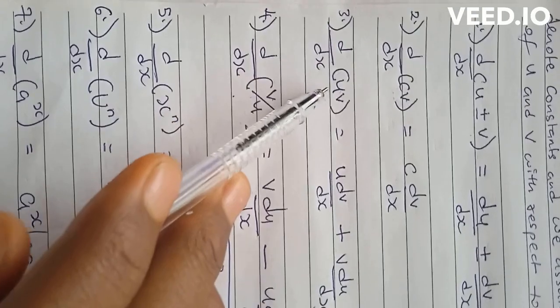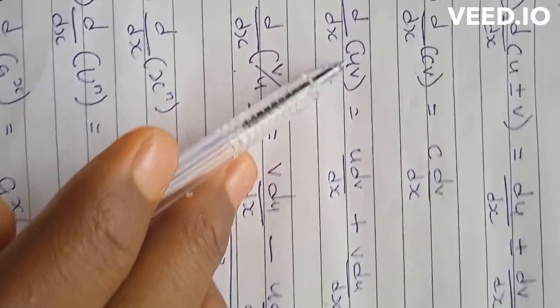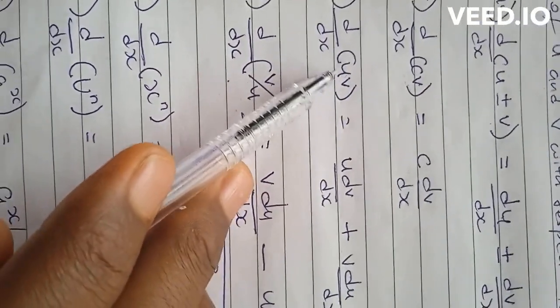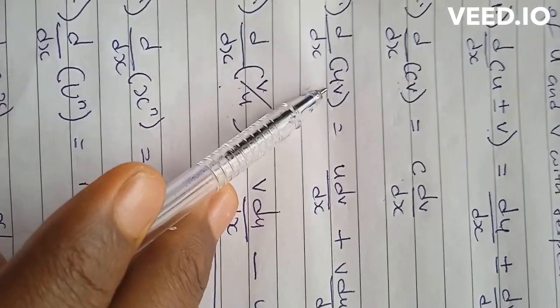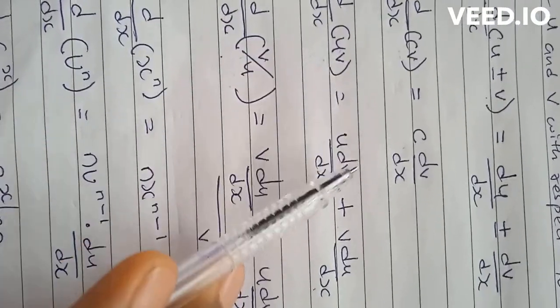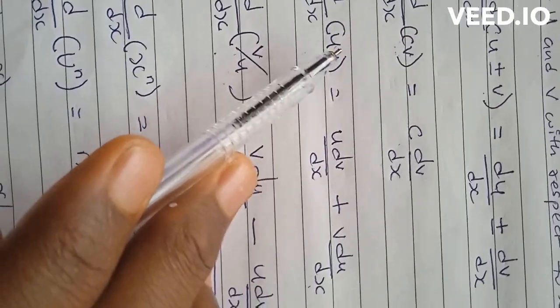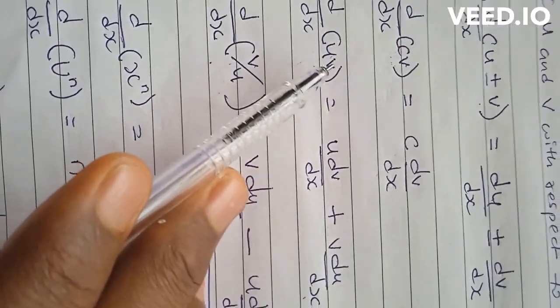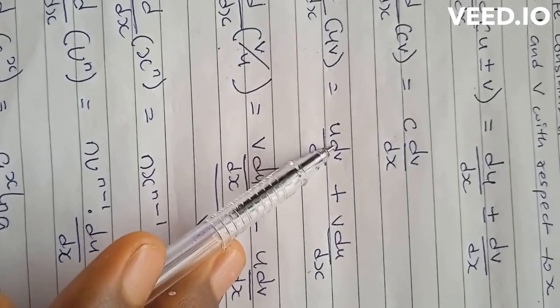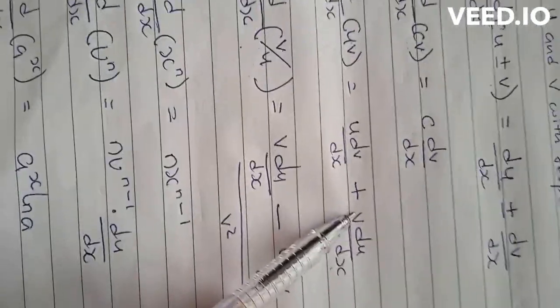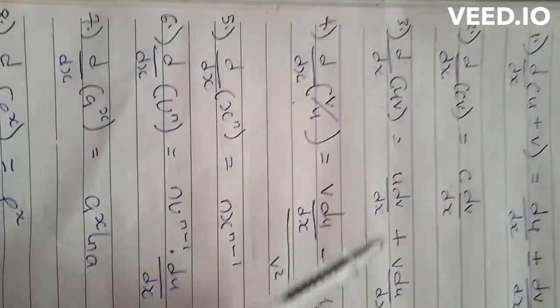Number 3, differentiating uv. u and v are functions of x, so this is a product rule, and the product rule is you differentiate v, multiply with u, plus you differentiate u, multiply with v. That's why we have u dv over dx plus v du over dx.